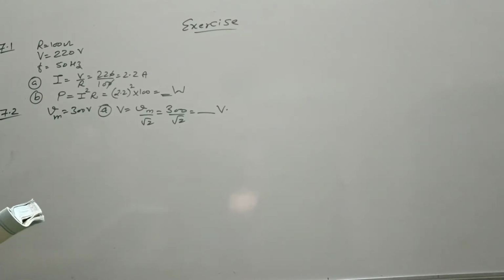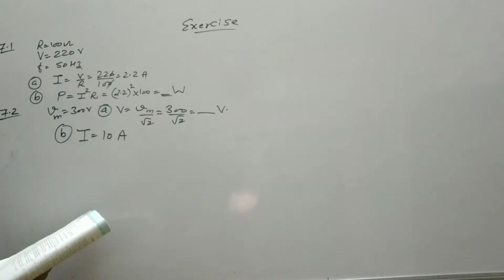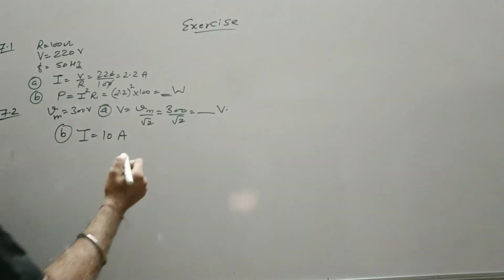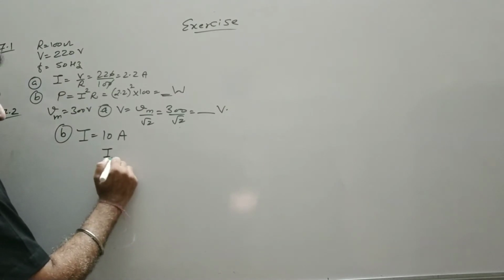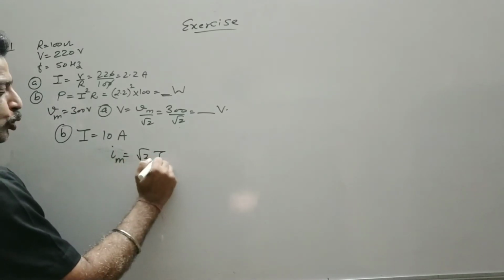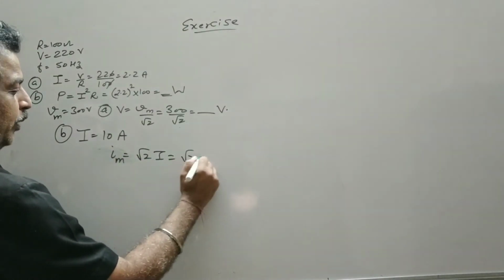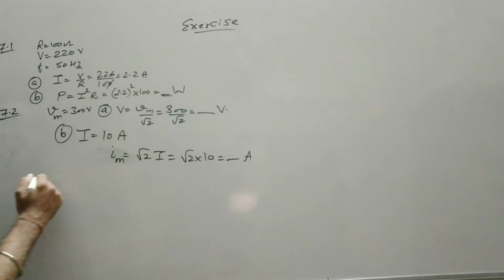Then the second part, what is the peak value of current in an AC circuit if the RMS value is 10 ampere? The RMS value given in the second part, IRMS is equal to 10 ampere. And now, what is the peak current? So peak current means Im. So we use the symbol Im, which is equal to root 2 times the RMS value. So you substitute this value, root 2 multiplied by 10, which will be greater than 10.